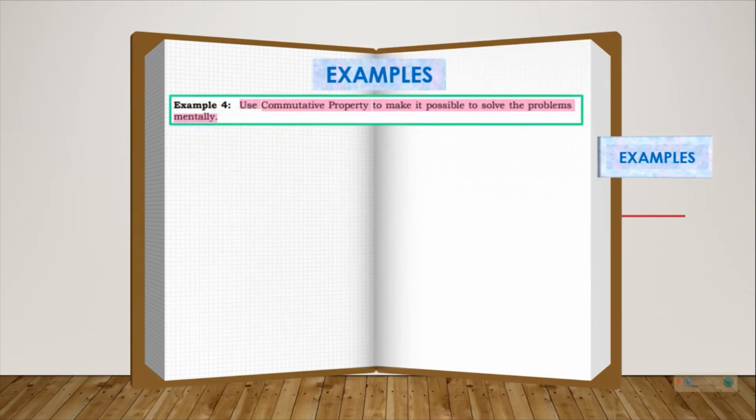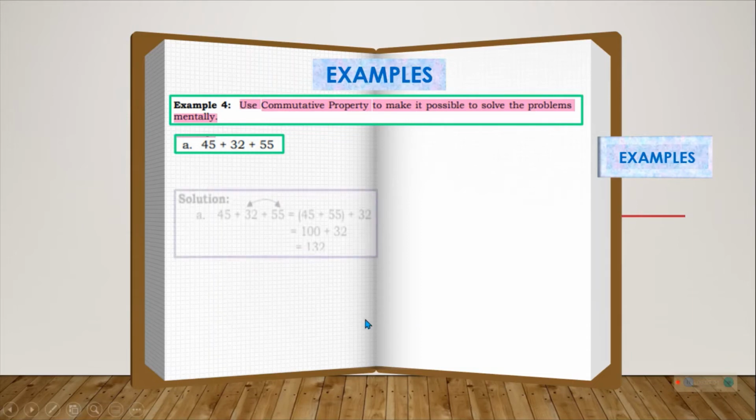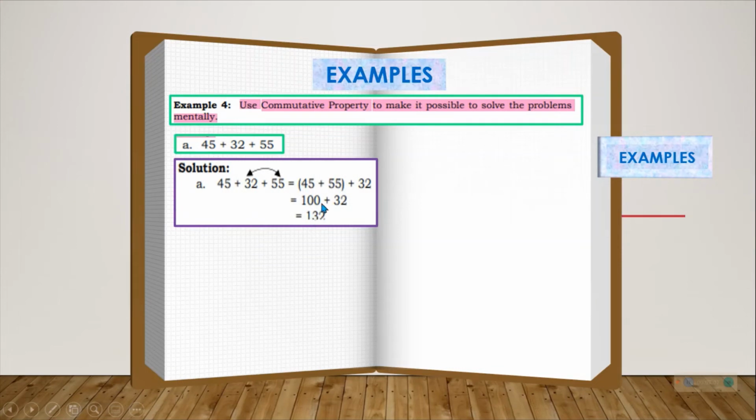Next, example, use commutative property. Pag sinabing commutative property, nagpalit sila ng posisyon. Yung associative, grupo. Ito naman, posisyon. To make it possible to solve the problems mentally. So, 45 plus 32 plus 55. So, mas madaling pagsamahin si 45 at si 55. Magiging 100 plus 32. So, the final answer is 132. So, si 45 at si 55 pinagsama is equivalent to 100. Then plus 32, that is 132.